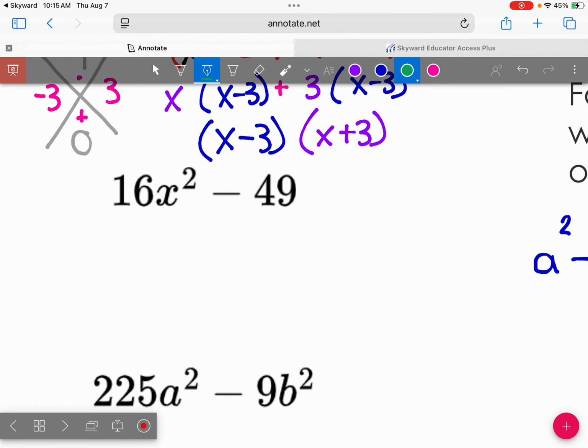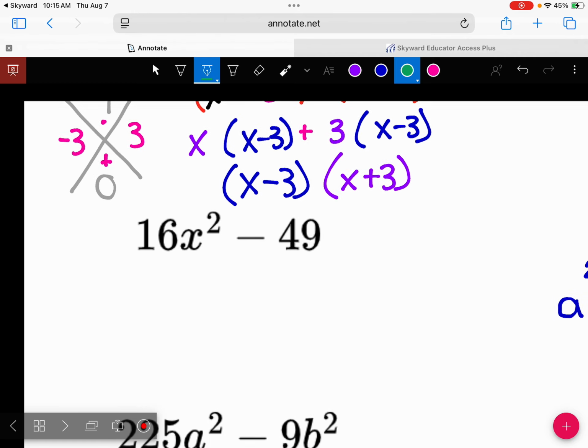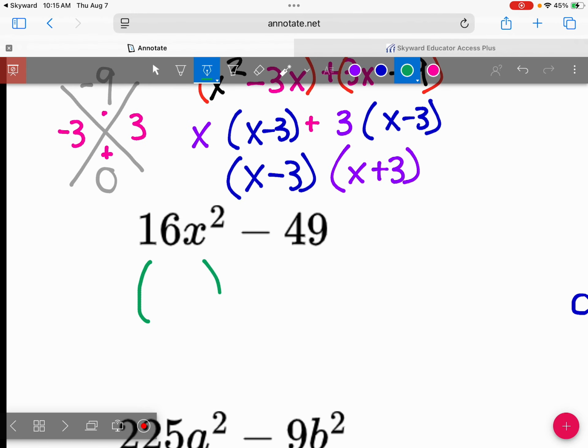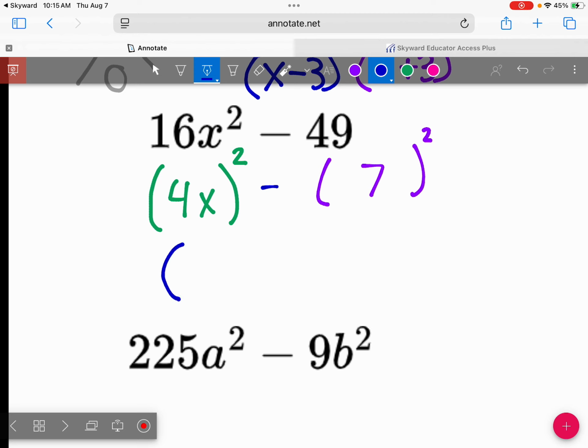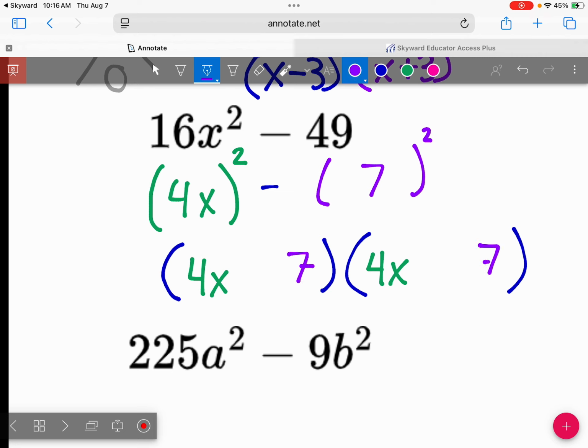So we're going to use our special pattern on this one, but that means I need to know as a whole what was squared to make 16x squared. 4 and x. What squared gives us 49? 7. So my a is 4x. My b is 7. So when we put this directly into our factored form, which we can totally do, makes this way shorter, we're going to have our 4x in the front. The 7 goes in the back.